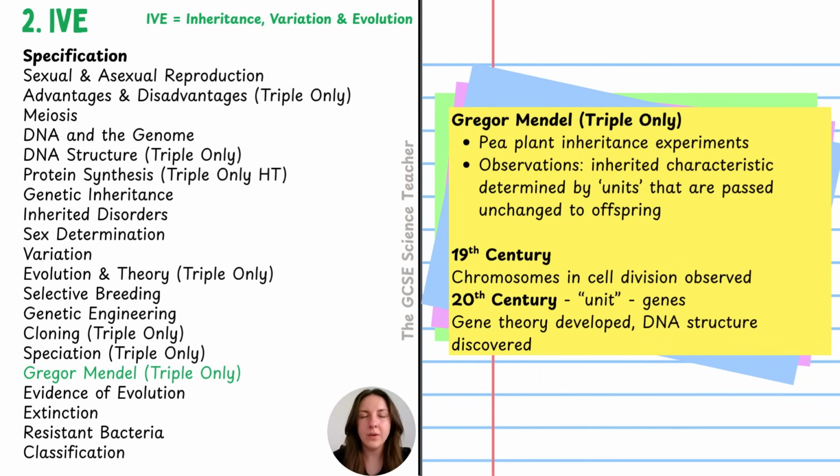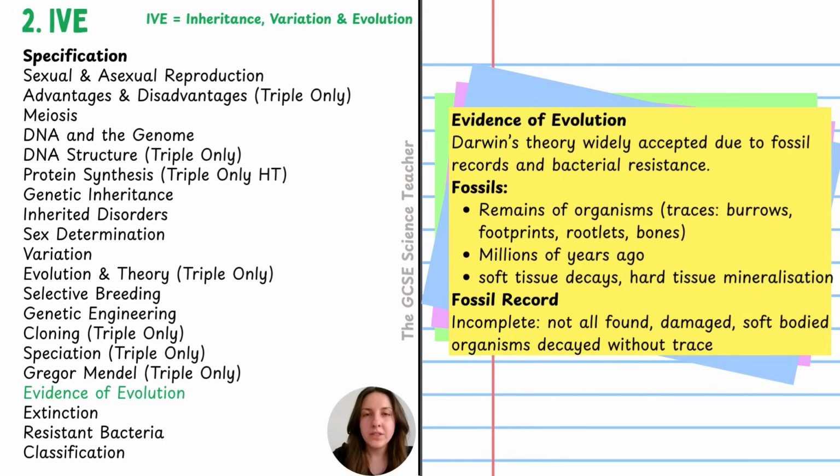He did a lot of observations with pea plants and inheritance experiments. His observations led to this idea of units that were passed down unchanged to offspring. After his death, there was the discovery of DNA structure, and this led to this idea of units being called genes. Darwin's theory of evolution, natural selection, is now widely accepted due to fossil records and bacterial resistance.